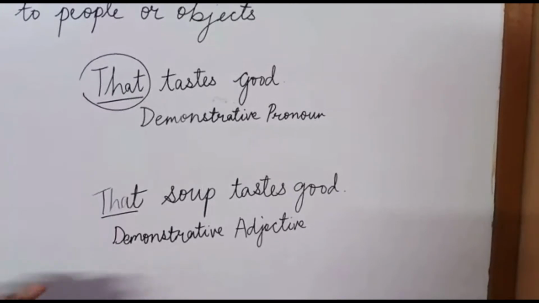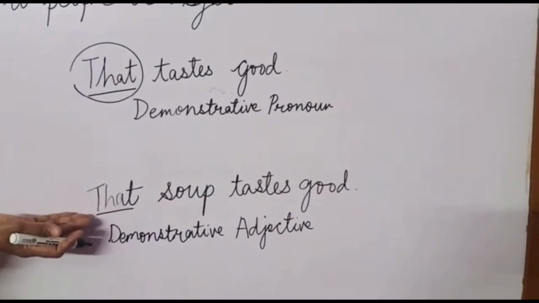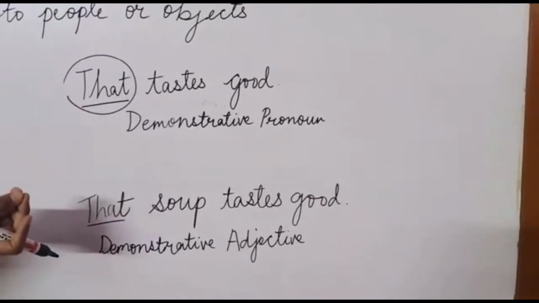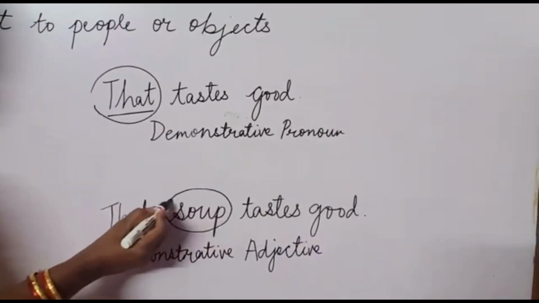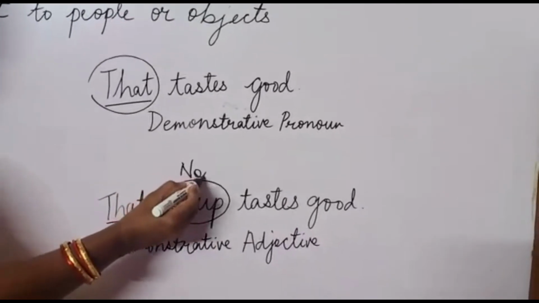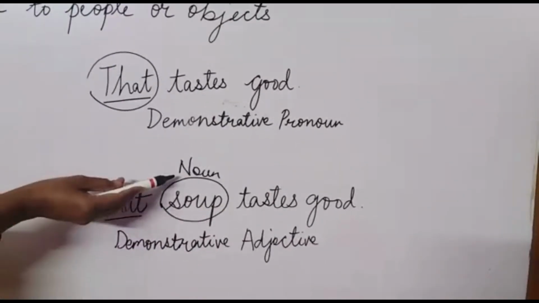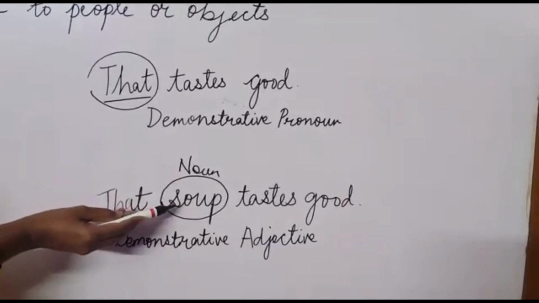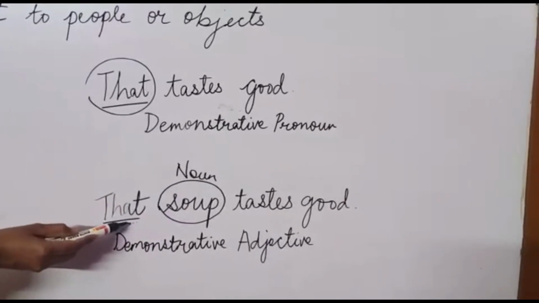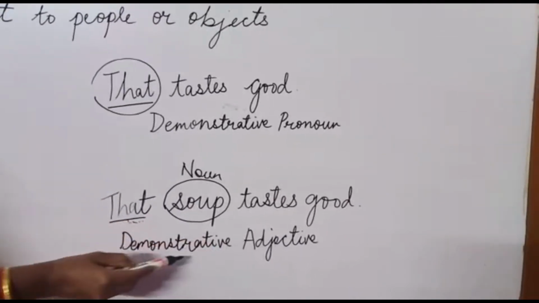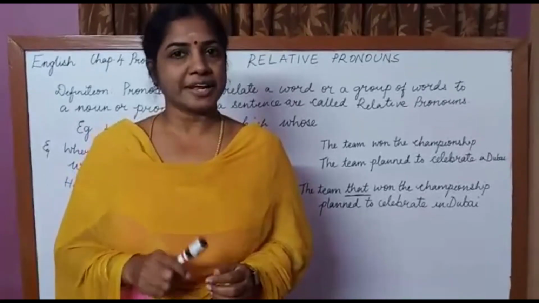Now you might get a doubt: previously you said that is a demonstrative pronoun, and now you say in the sentence that is a demonstrative adjective. Simple, children, you need to know how to identify. Here soup is the noun, and an adjective describes or tells something more about the noun. So that soup, we are talking about a particular soup. That's why that is used as the demonstrative adjective. Yes, I hope you understood.